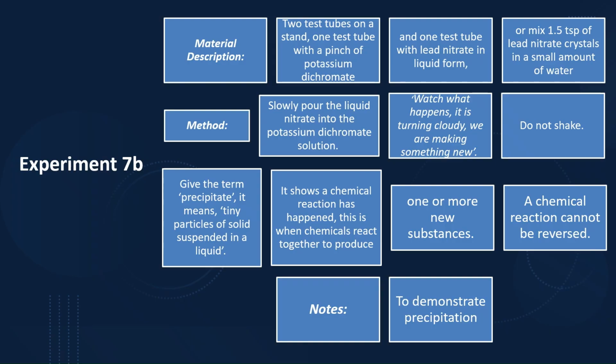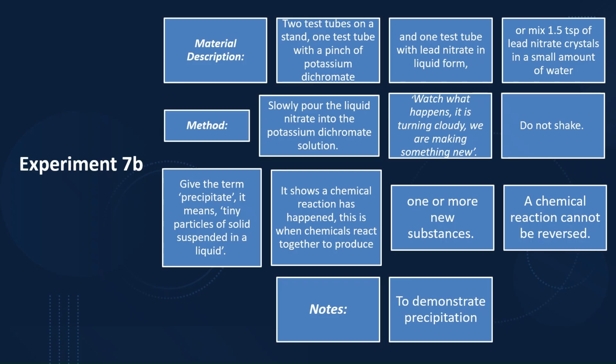Experiment 7B. Material description: 2 test tubes on a stand, 1 test tube with a pinch of potassium dichromate and 1 test tube with lead nitrate in liquid form. Or mix 1.5 teaspoon of lead nitrate crystals in a small amount of water. Method: slowly pour the liquid nitrate into the potassium dichromate solution. Watch what happens. It is turning cloudy. We are making something new.